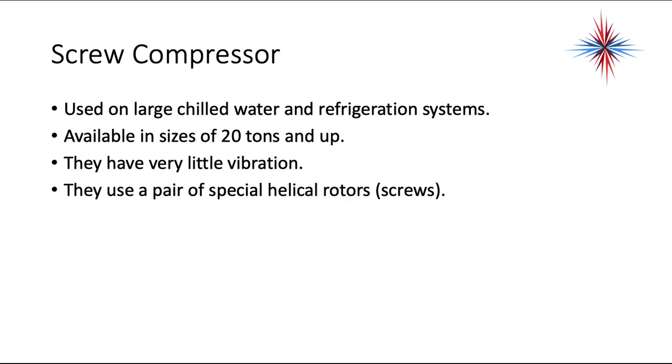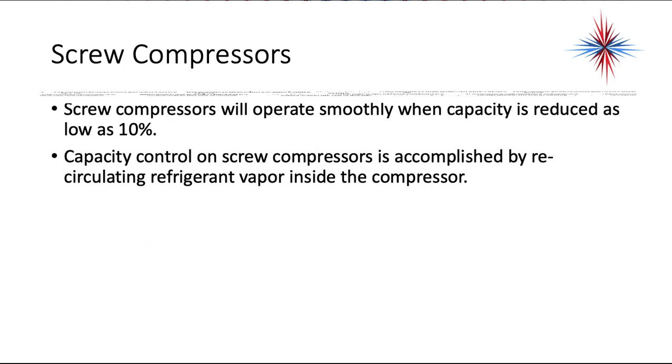The next type of compressor we're going to talk about is a screw compressor. It's used on large chilled water systems and refrigeration systems. It's available in sizes of 20 tons and higher. They have very little vibration, and they use a pair of special helical rotors, also called screws, to create the compression cycle for the refrigerant. Screw compressors will operate smoothly even when capacity is reduced to as low as 10%.